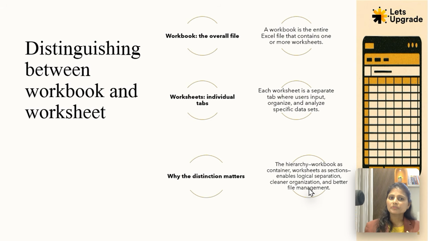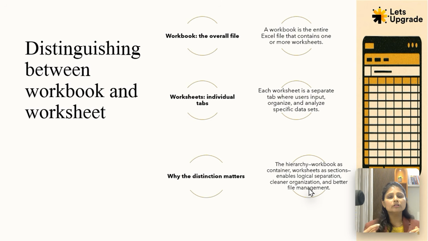So, what is a workbook? A workbook is nothing but an entire Excel file which may contain one or more worksheets. What are worksheets? I can call them individual tabs. So the workbook is the overall file of your Excel, and worksheets are the different tabs you have within the workbook.